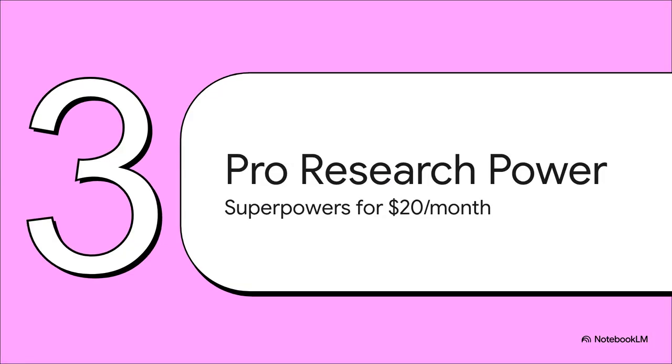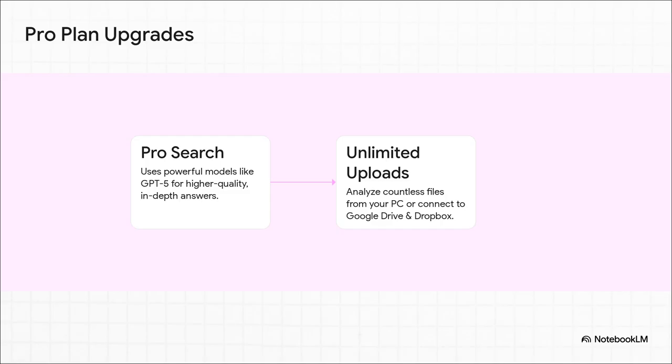So the free plan is fantastic for your day-to-day questions. But what if you need to go deeper? Well, that's when you start looking at the Pro plan. The moment you go Pro, two things happen. First, you get access to way more powerful AI models, which means you get more detailed, higher quality answers. Second, and this is a big one, you get unlimited file uploads. For anyone who deals with a lot of documents, this is a total game changer. You can even hook it up to your Google Drive.